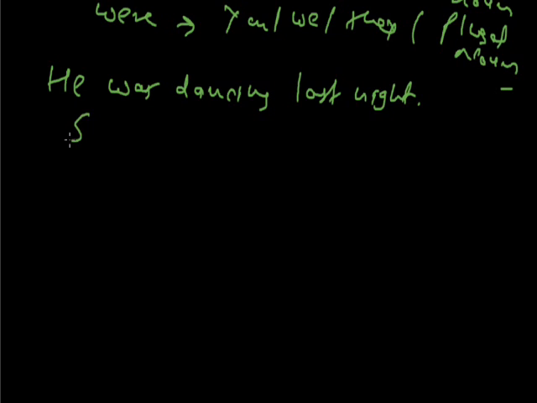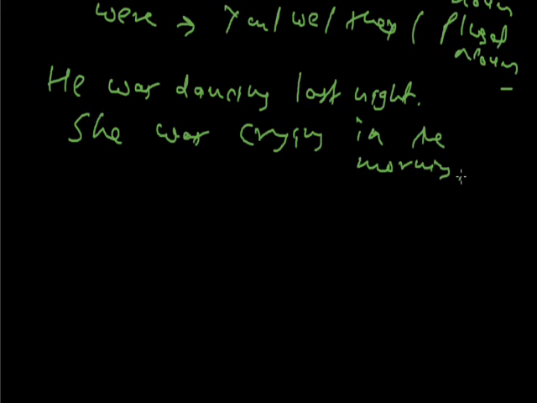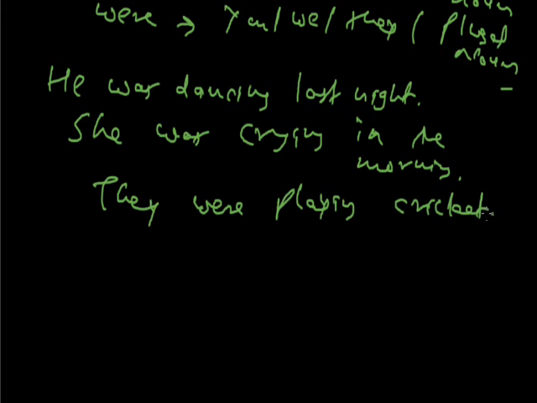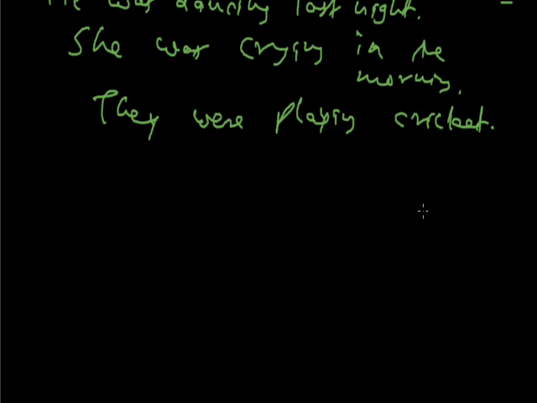Another example. She was crying in the morning. Now something was going on in the past. What? She was crying. They were playing cricket. Well, as far as the negative is concerned, we'll be using not with the helping verb. She was crying, she was not crying, they were playing, they were not playing. I was sleeping, I was not sleeping, like that.